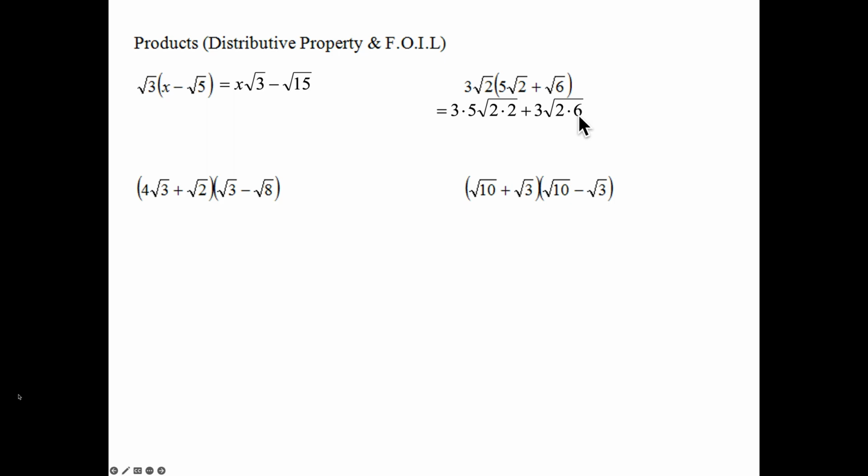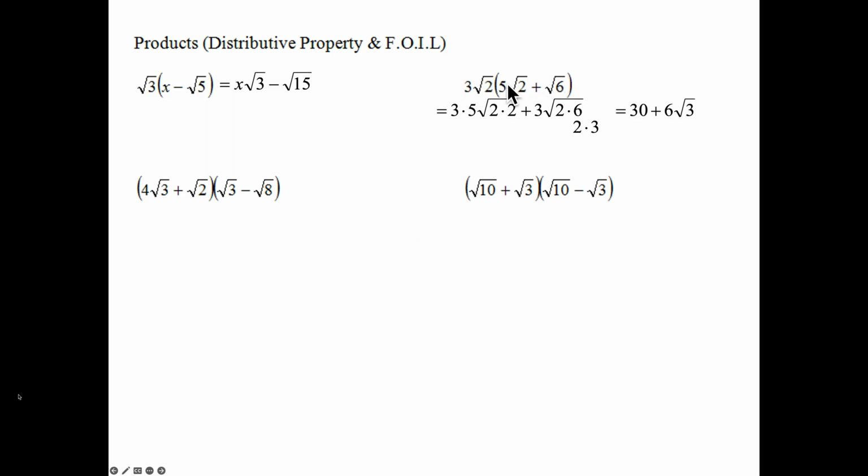6, we can break that down to 2 times 3. This pair of 2's will simplify out and multiply to the 3. So that becomes 6 with this 3 left over. Here we have a pair of 2's simplified out, so 15 times an extra 2 is the 30. There's my simplified answer.